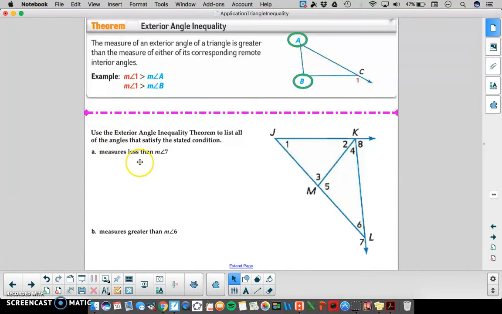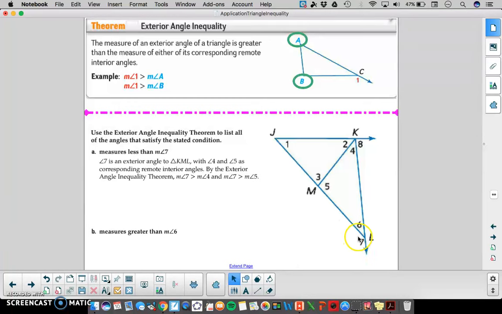So we're going to use the exterior angle inequality theorem to list all of the angles that satisfy the stated condition. So we want the measures that are less than the measure of angle 7. So here's angle 7. That's exterior to the triangle LMK. So I know that angle 7 is going to be greater than the two remote interior angles in that triangle. The remote interiors are 5 and 4 in that triangle. So I know that the measure of angle 7 has to be bigger than 4, and the measure of angle 7 has to be bigger than the measure of angle 5.